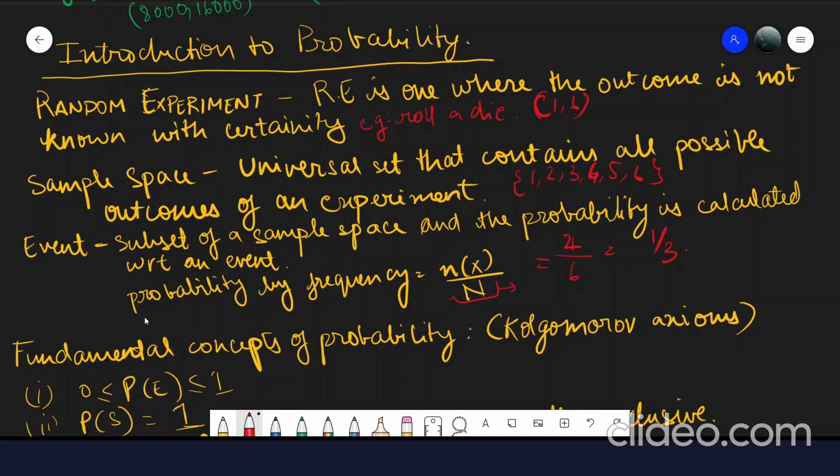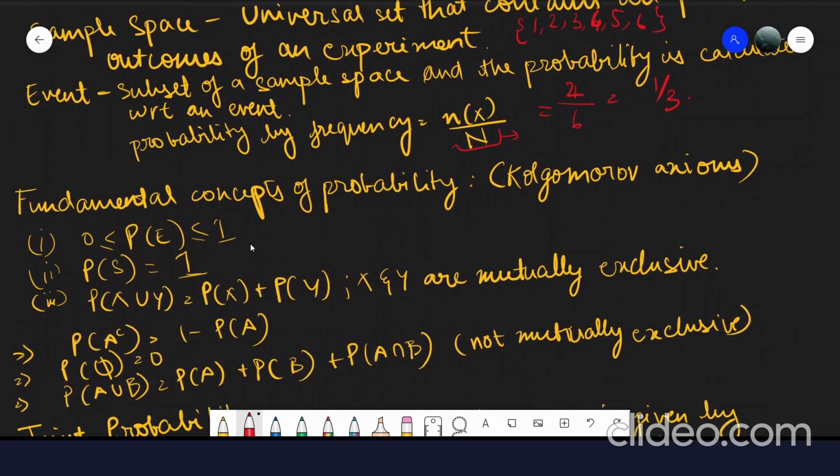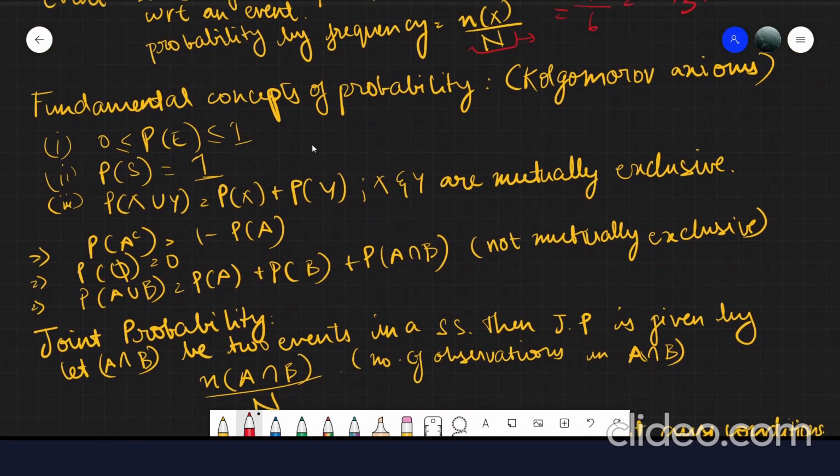All right. Now let's move on to the fundamental concepts of probability. They're also known as Kolmogorov axioms. Kolmogorov is a Russian mathematician, and he came up with the axioms of probability. The first one is that the probability of an event lies between 0 and 1. The probability of a sample space is always equal to 1. And the probability of x or y is equal to probability of x plus probability of y, where x and y are mutually exclusive.